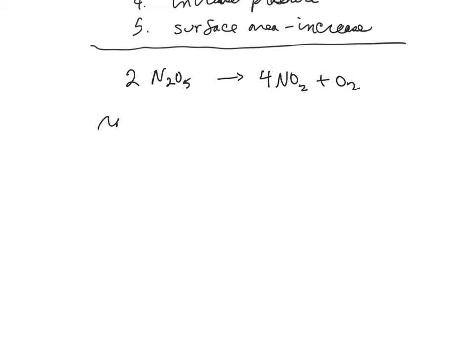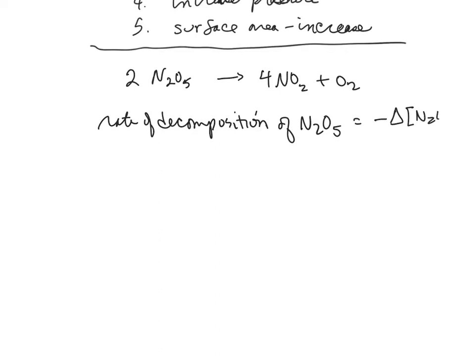So you can say the rate of decomposition of N2O5 would be equal to, you put a negative sign in there. That's the convention if it's a reactant that's disappearing in time. And then you're going to say that delta for the change, so the change in concentration of N2O5 divided by the change in time.